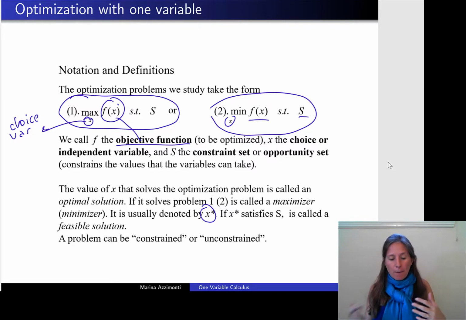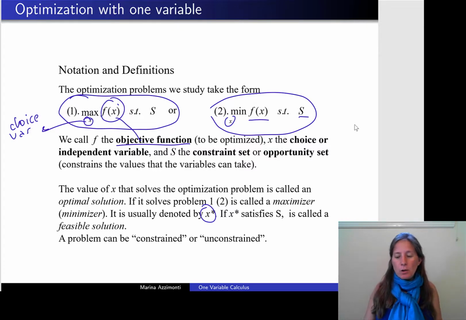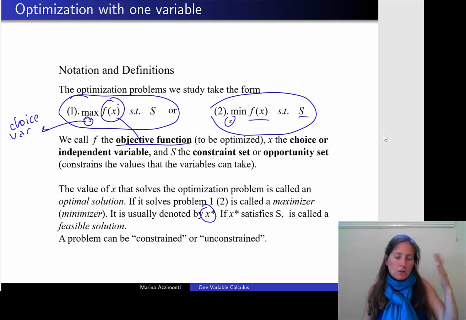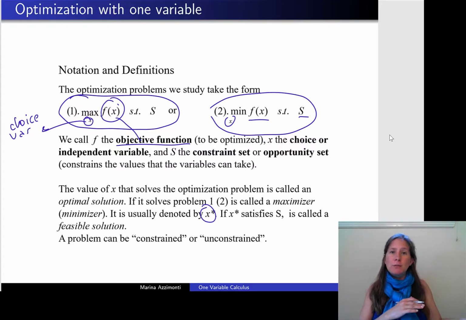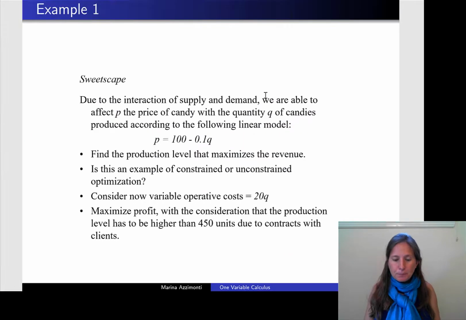Now, the problem can be constrained or unconstrained. So sometimes we don't have any constraints, so we are simply trying to find the maximum. Sometimes we have certain constraints. For example, when we talk about maximizing utility, we restrict consumption to be strictly positive because we don't like negative consumption. That's not well defined. When we talk about production, same thing. When we talk about taxes, we sometimes restrict the tax rate to be between 0 and 100%. Or sometimes we allow subsidies, but they cannot be larger than 100%.